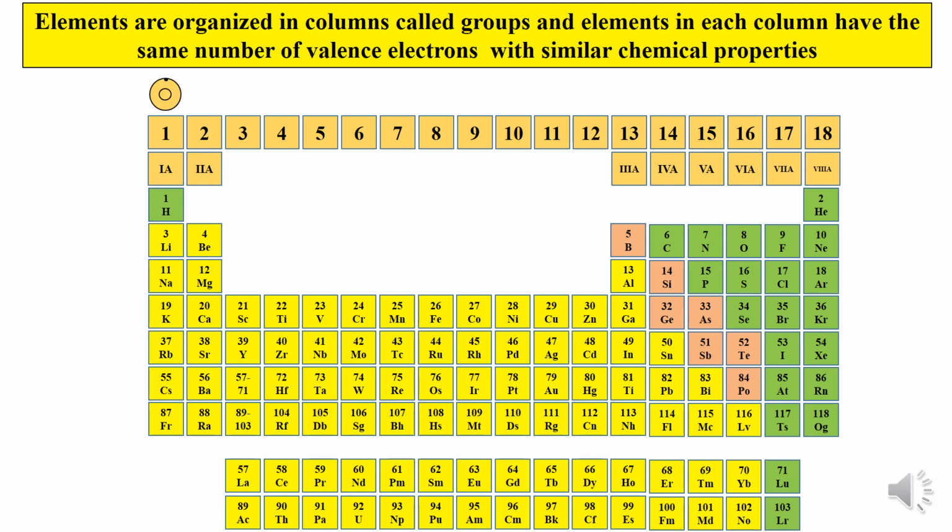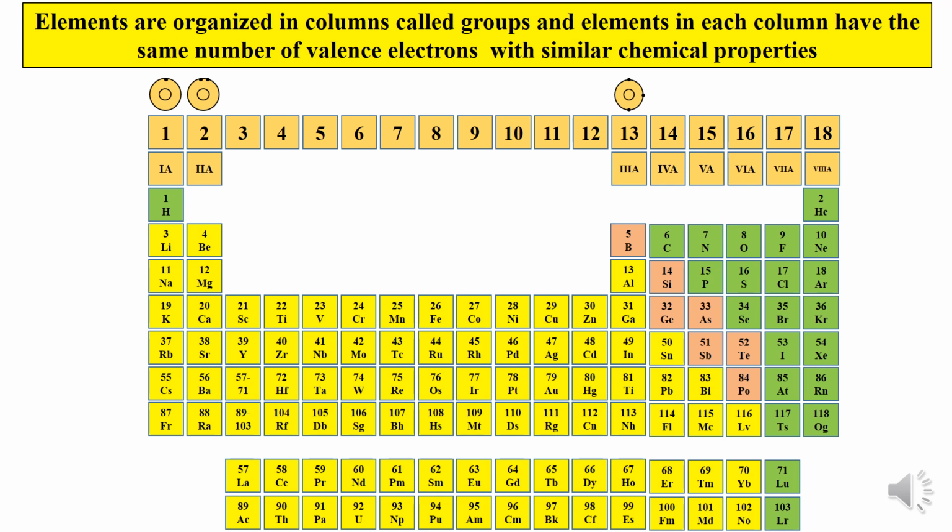Now elements in each column have the same number of valence electrons. So in column 1, that is group 1, elements have only one valence electron in its outermost electron shell. And elements in the second column, that is group 2 elements, have two valence electrons in their outermost electronic shell.